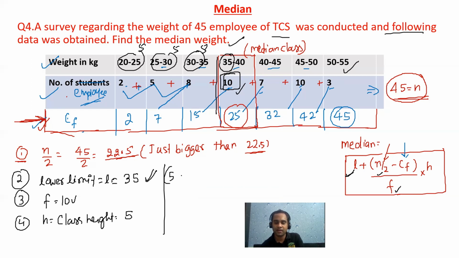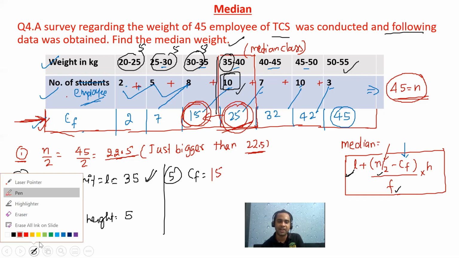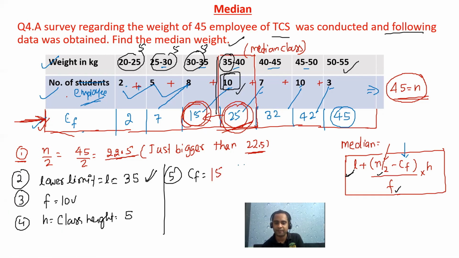Now, the next is CF, cumulative frequency, how to calculate. So friends, what you have got is 25 here, right? N by 2 is nothing but 22.5, and just bigger than that is 25. So just one previous to that is 15. Previous to that is 15. So CF is nothing but the cumulative frequency just before the median class. That's how you have got all the data.